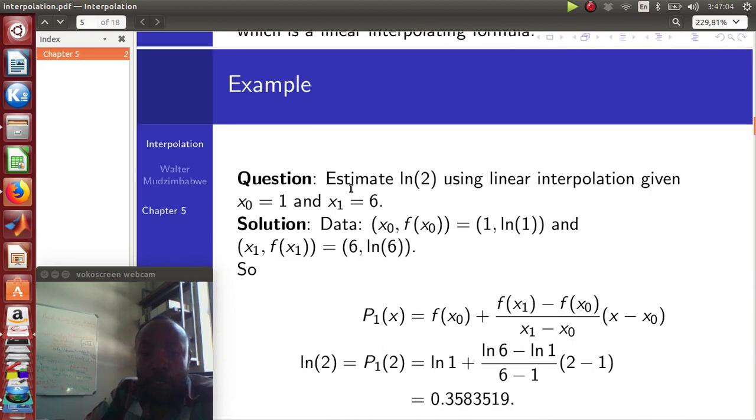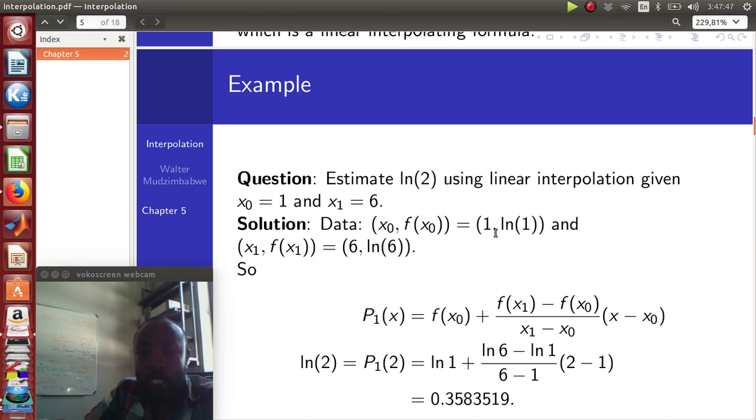So the question here is to estimate log 2 using linear interpolation given these data points. These 2 are your 2 data values, x naught and x1. It is an interpolation problem because the 2 is between 1 and 6. Each time you look at an interpolation problem, make sure the point here, the 2, is between 1 and 6. If it is outside 1 and 6, then that's extrapolation, which is another subject. So always make sure you're working with an interpolation problem.